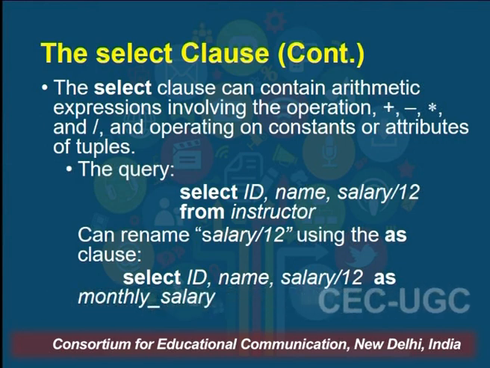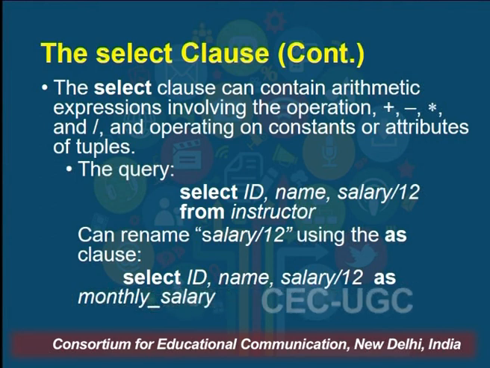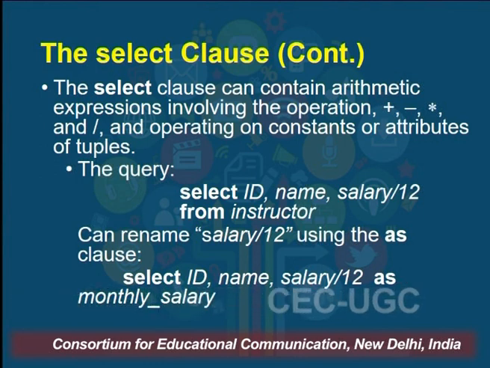In our instructor table, there are 4 fields: ID, name, salary, and department. First of all, we don't need department, which is why we have not specified it here. We have only specified the 3 fields, ID, name, and salary. The salary in our instructor table is actually the annual salary. Now what if someone wants the ID, the name of the instructor, and the monthly salary he or she is getting? Then that salary has to be divided by 12. So the division is done directly on the attributes of the tuple: select ID, name, salary divided by 12 from instructor, and you are all aware that instructor is a table here.